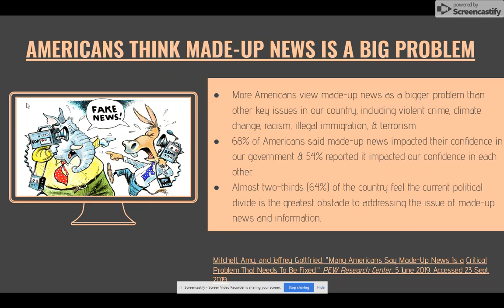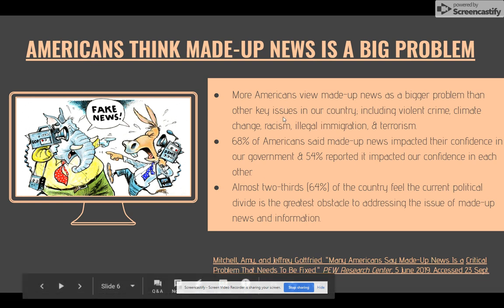Well, Americans feel like it's important. This study here focuses mainly on made-up news or fake news, but Americans are saying that yes, it is a bigger problem than some of the other key issues that we have here.